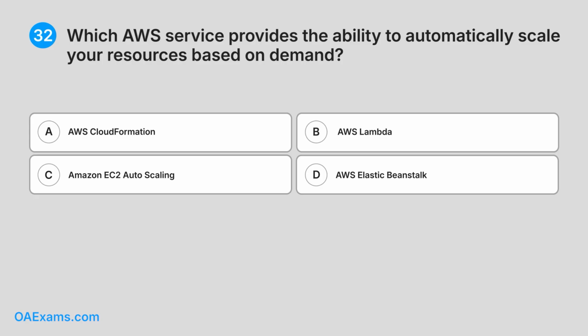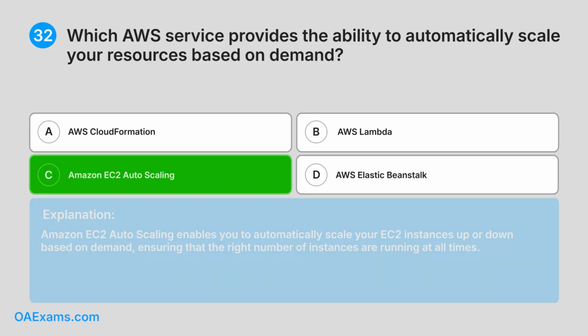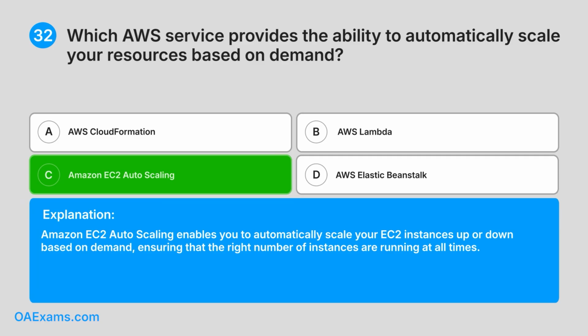Correct answer C. Explanation. Amazon EC2 Auto Scaling enables you to automatically scale your EC2 instances up or down based on demand, ensuring that the right number of instances are running at all times.